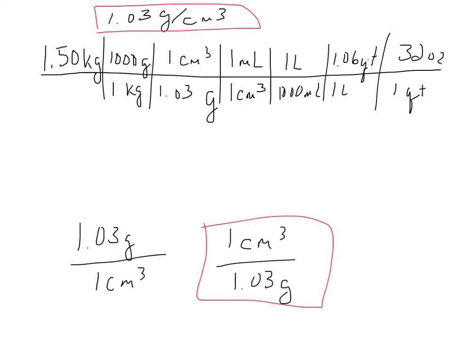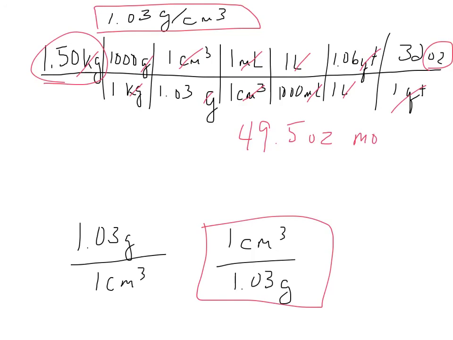Alright, so we do all that work there, and now it's just a matter of multiplying everything. And so we're going to have 3 significant figures in our answer. We do all the math here. Again, cancel our labels because we know they cancel. Kilograms cancel kilograms, grams cancel grams, centimeters cubed cancel centimeters cubed, milliliters cancel milliliters, liters cancel liters, quarts cancel quarts, and our answer will be in ounces. And I believe, if I remember my value correctly, we end up with 49.5 ounces of milk.